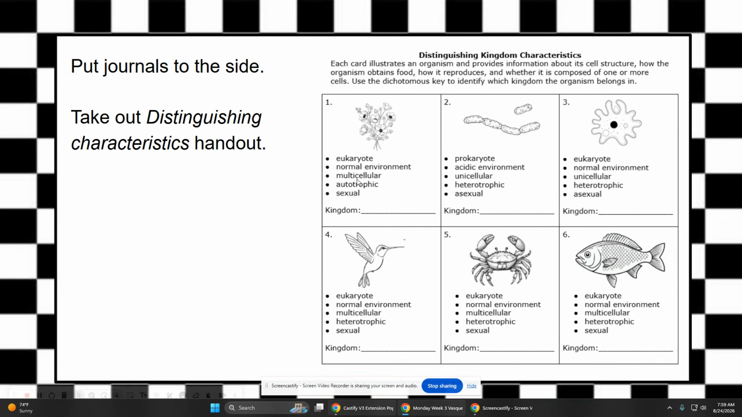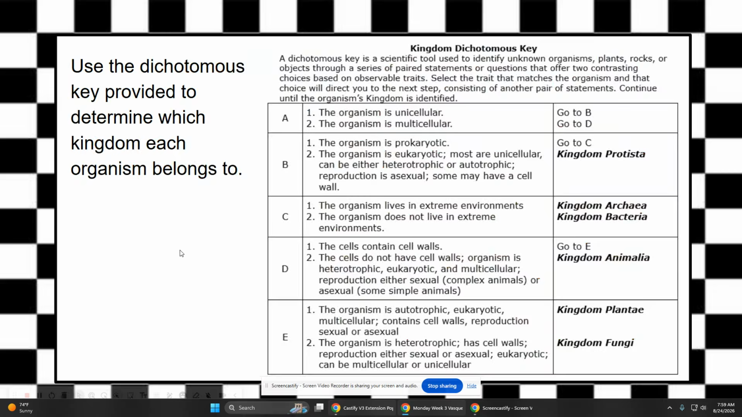So here it was saying it was multicellular. So multicellular told us, if it's multicellular, we're going to go to letter D. Letter D says the cells contain cell walls. Letter number 2 says cells do not have cell walls. Organism is heterotrophic, eukaryotic, multicellular. Reproduction, either sexual, complex animals, or asexual, simple animals. Looking at those 2, if we say it's number 1, we're going to go to letter E.